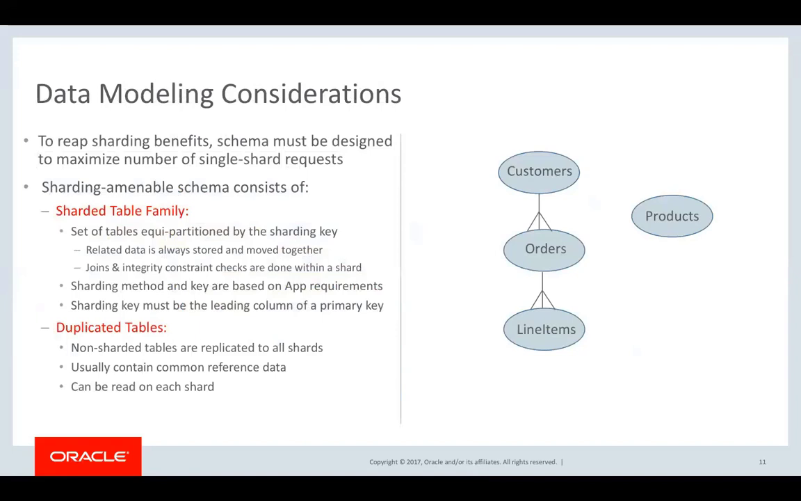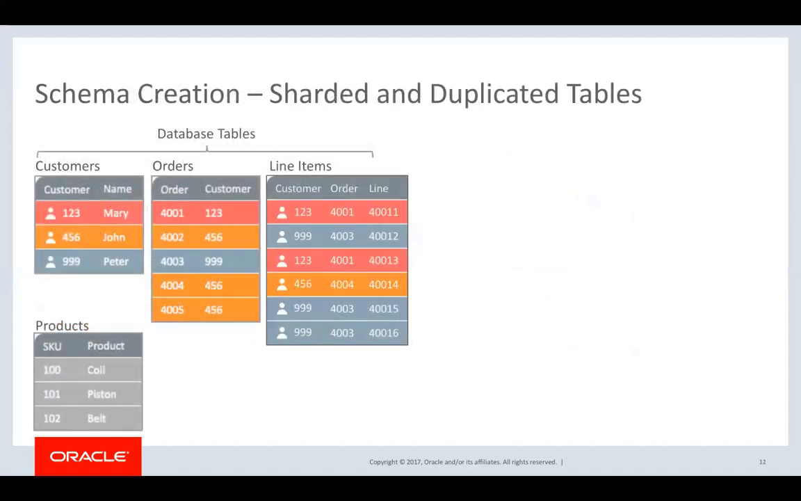And then what about the tables that cannot be sharded? We call those duplicated tables. These are lookup tables. And we allow you to create those as well, and we make sure that those tables are replicated to all the shards as well. So the essence is, if you join customers, orders, line items with products, for a given key, you would only go to one shard and execute your transactions.